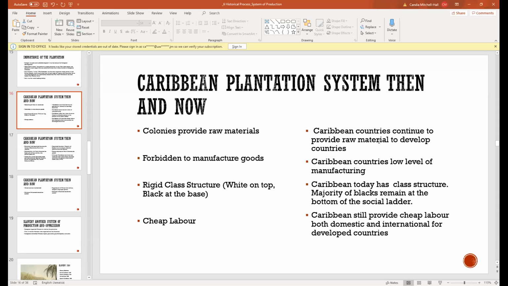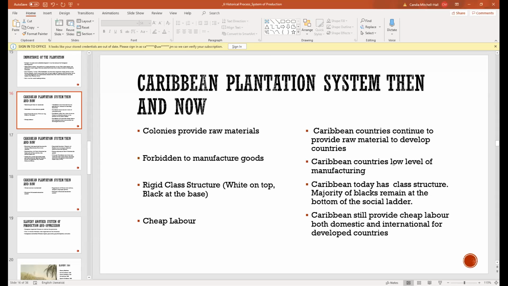And so one of the things that we know for sure is that the Caribbean societies still provide quite a lot of raw materials for the developed countries, and we have low levels of manufacturing.